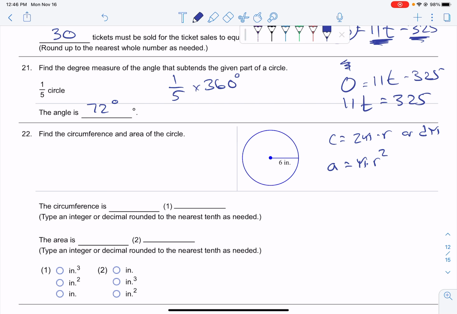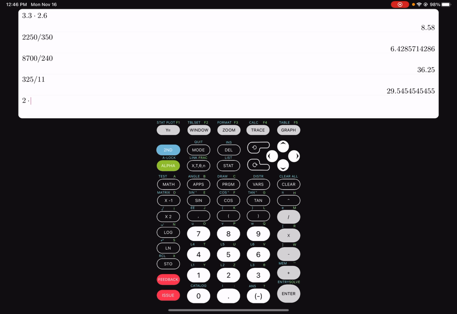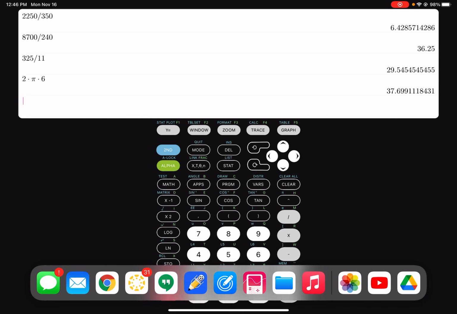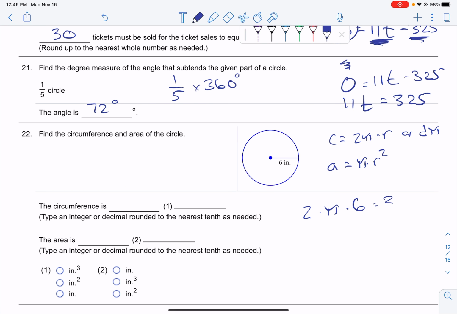So if my radius is 6, I'm going to take 2 times pi times 6. So I'm going to go 2 times pi times 6, 37.699. So that's going to be 37.699, but it wants me to round to the nearest tenth. So that's going to be 37.7, and it wants my units, inches cubed, squared, or inches. Well, this is a distance, so it's just going to be inches.